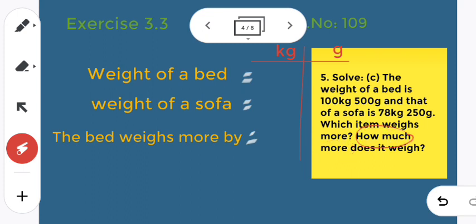If this word comes, not just more alone, you should not check. If it comes, how much more, all together, then you have to minus. So we have to minus. When you minus, you have to write the bigger number first. So bigger one means here the weight of the object which is bigger. Here the bed is having 100 kilogram and the sofa is 78 kilogram. So which is weighing more? Bed is weighing more. So from the weight of the bed, you will minus the weight of the sofa. Okay, so let's minus.